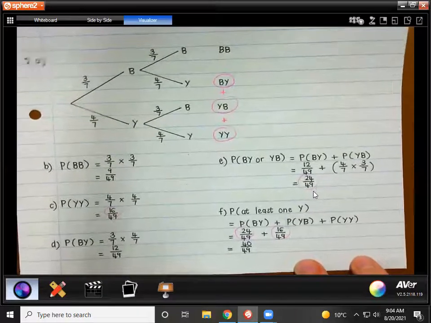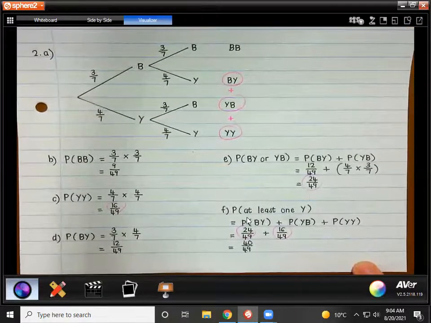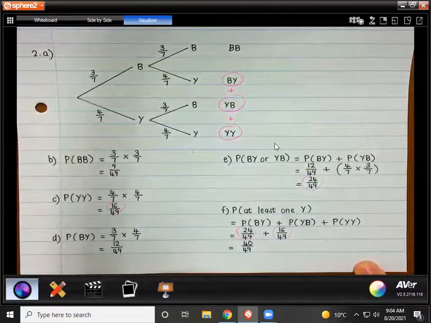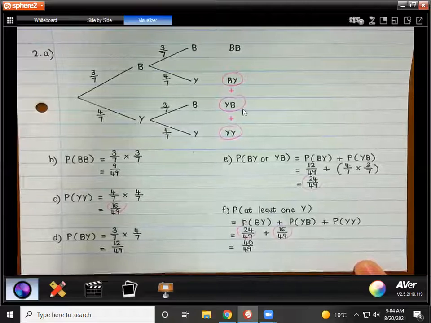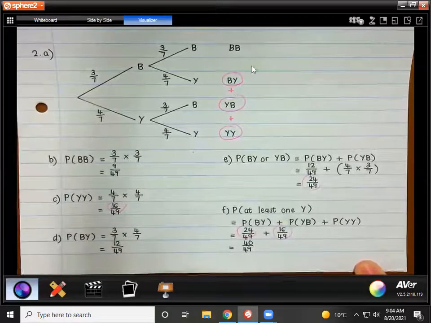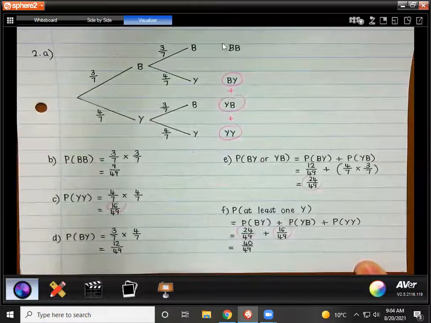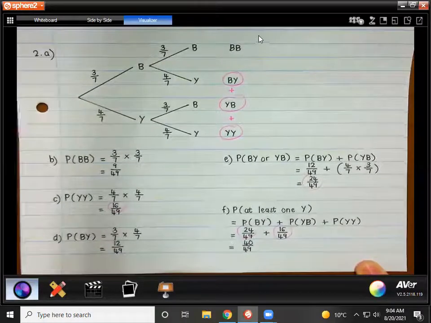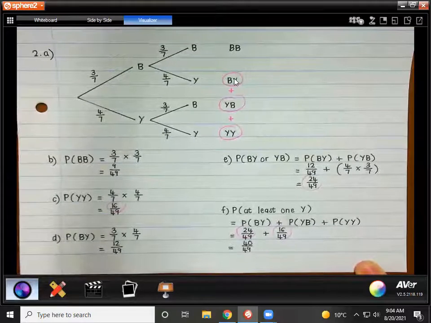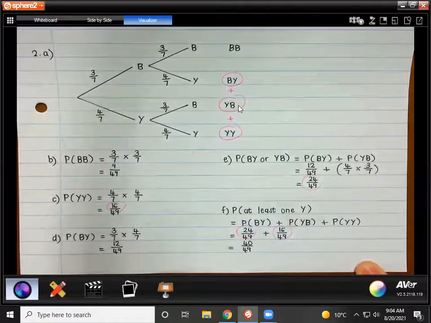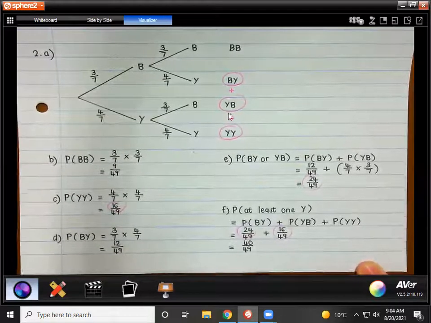Then the last question was interesting. They said, what is the probability of getting at least 1 yellow ball? Now guys, that's what I circled here, the pink ones. When we have 2 black balls, do I have at least 1 yellow one? No, there are no yellow balls, so I'm not going to take that one. If I have black and yellow, is there at least 1 yellow? Yes, so that one we need. If I have yellow, black, is there at least 1 yellow? Yes, so that one we need.